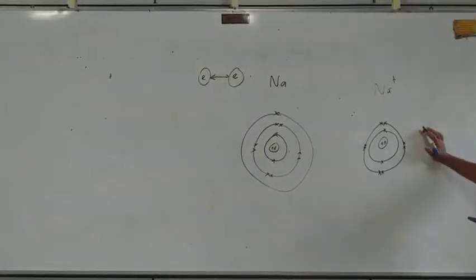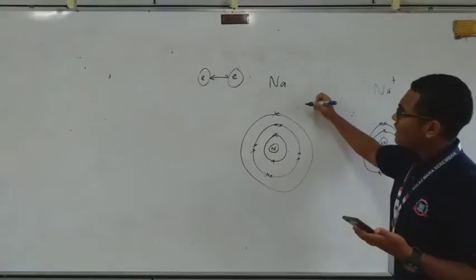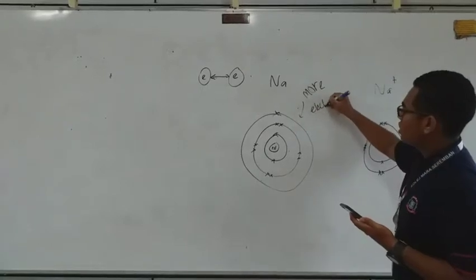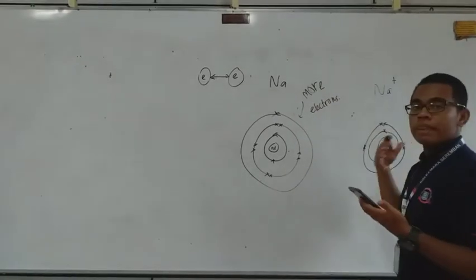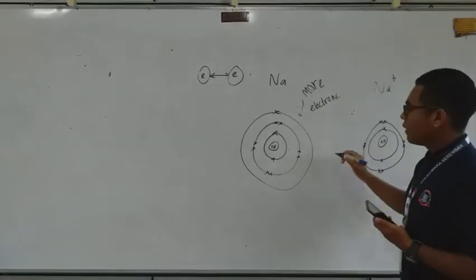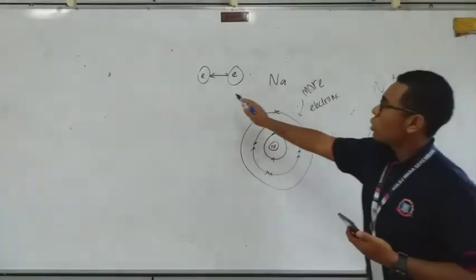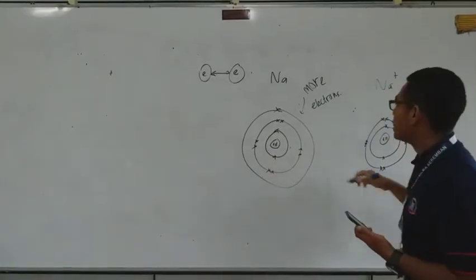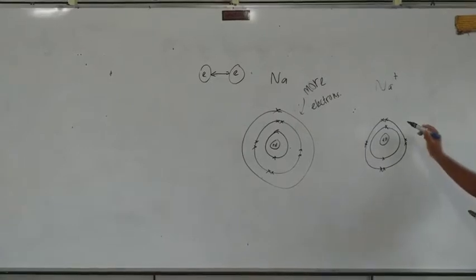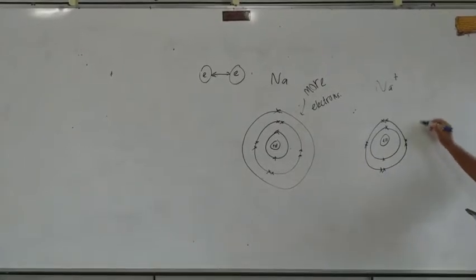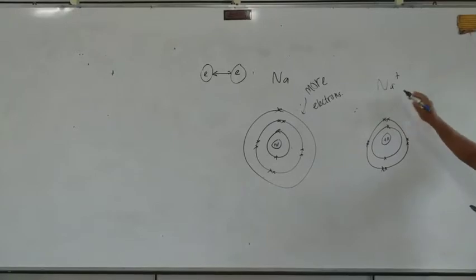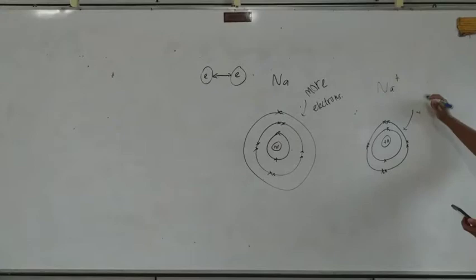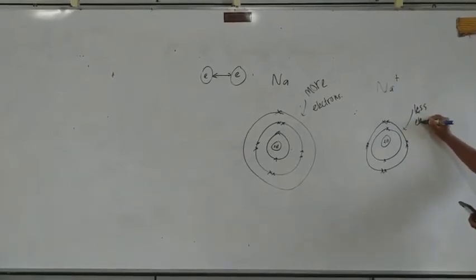So if we look at over here, it has more electrons. If there are more electrons over here, then the electrons will repel each other, making the atomic size bigger. Thus, the atomic size is smaller for the sodium ion because there are fewer electrons.